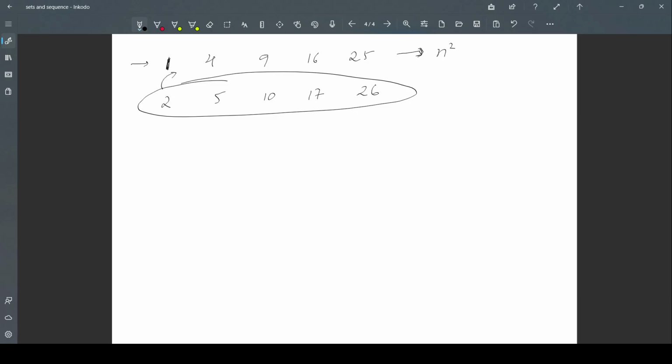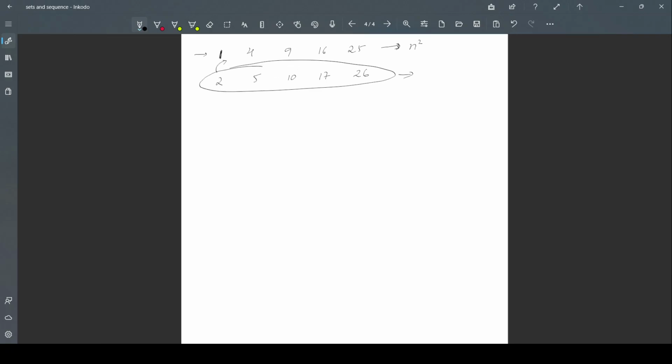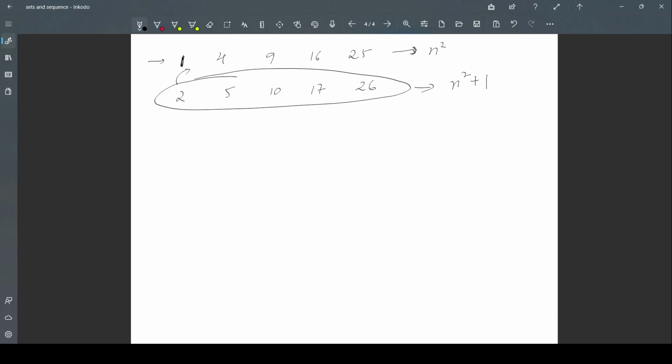Because one is being added to n square: 1 plus 1 is 2, and 4 plus 1 is 5, and 9 plus 1 gives you 10, and 16 plus 1 gives you 17, and 25 plus 1 gives you 26. So the nth term for this type of sequence will be related to n square, that is n square plus 1. Okay, keep it in mind. The previous was (n plus 1) whole square. Here this will be n square plus 1, because this is n square itself, right? This 1 will be n square, 4 will be n square, but I'm adding 1 to it.